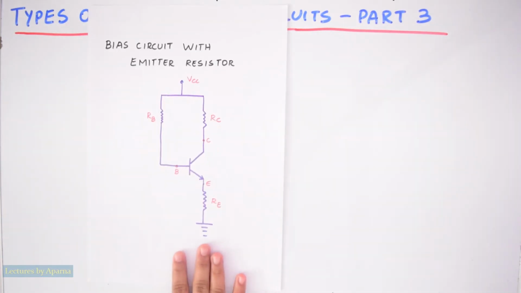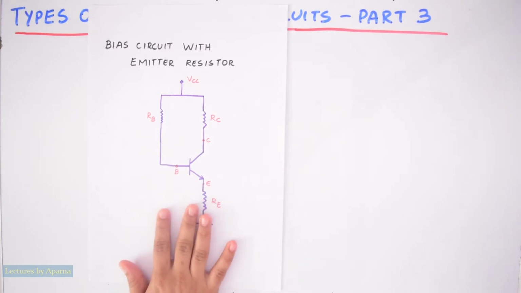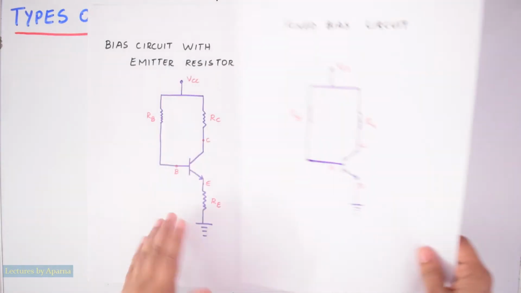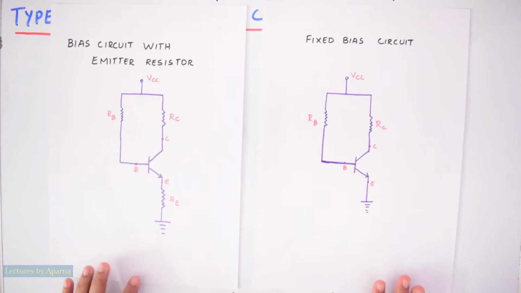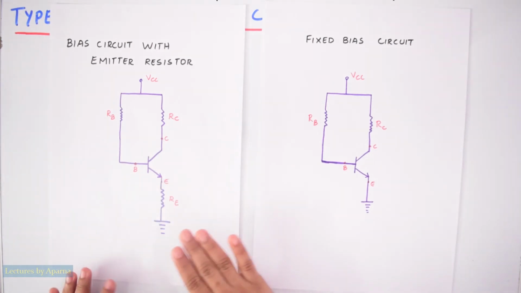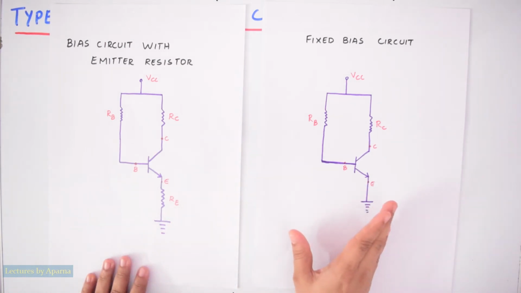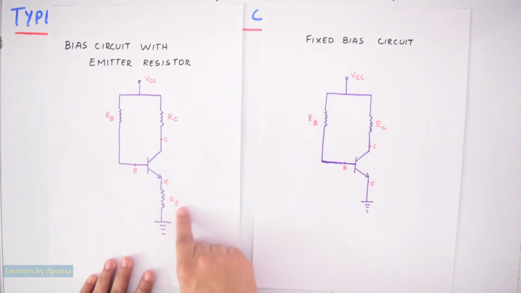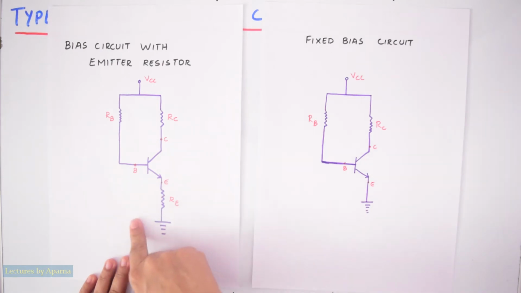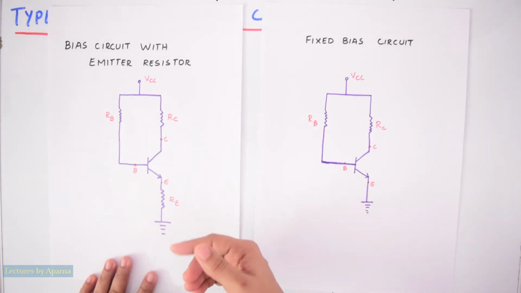This is how it looks like. This circuit is a modification of fixed bias circuit by connecting a resistor to the emitter terminal. So this is a fixed bias circuit. This is the bias circuit with emitter resistor. Here the only difference of this circuit compared to this fixed bias circuit is that there is an emitter resistor connected to the emitter terminal. In fixed bias circuit, it is not there. So this circuit is also called fixed bias circuit with emitter resistor.